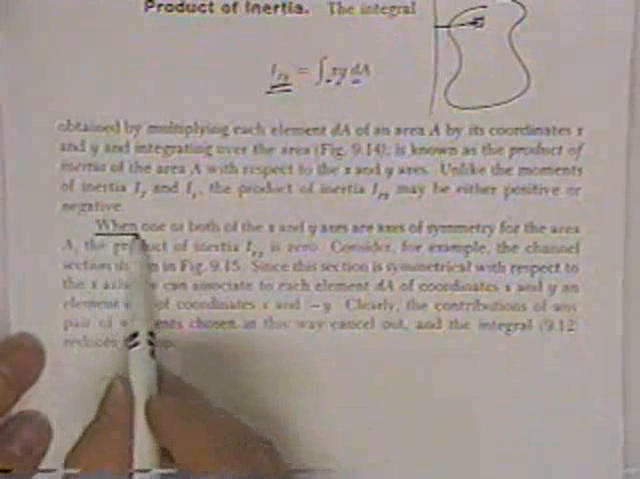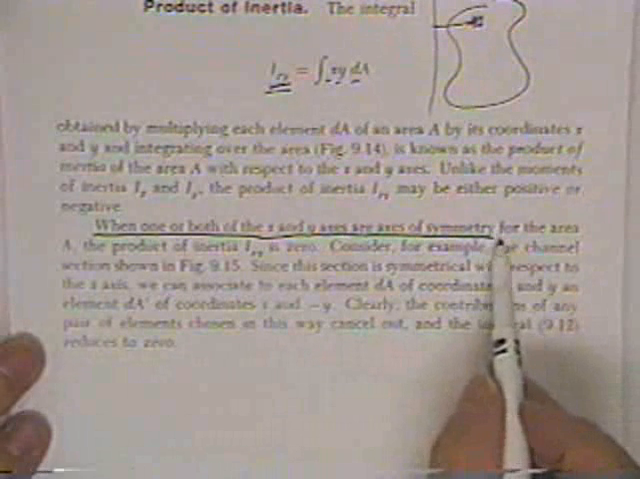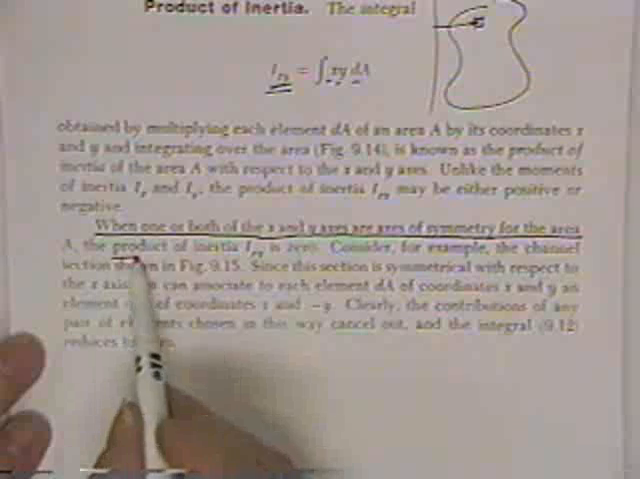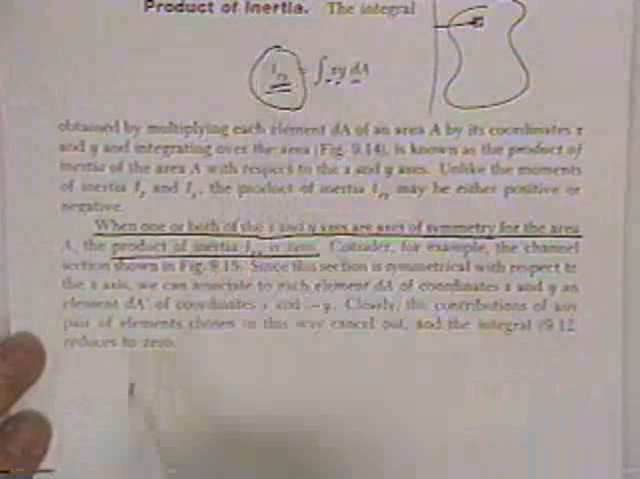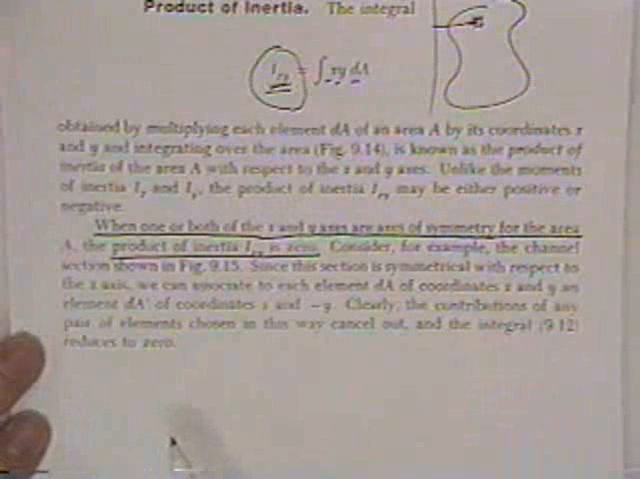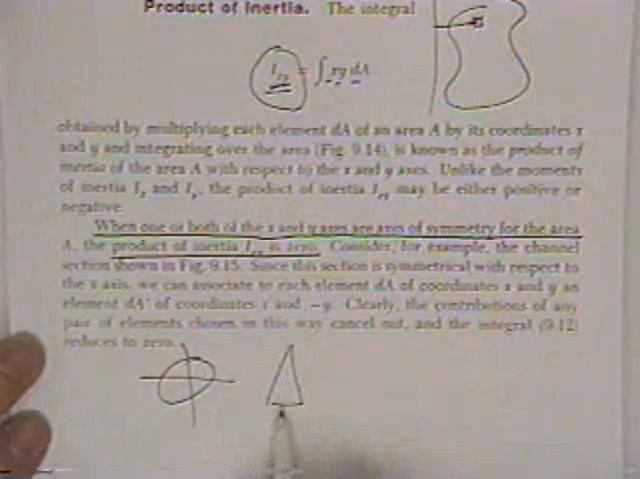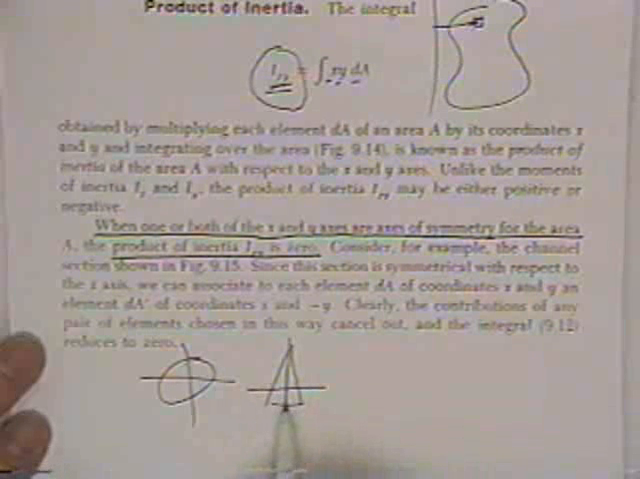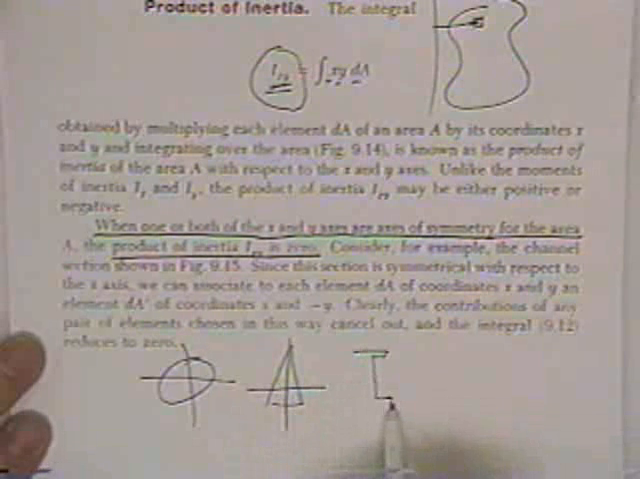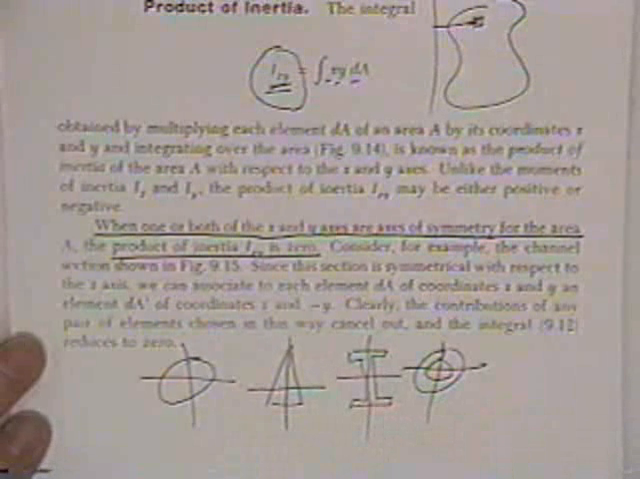So this is important. When one or both of the x or y axes are axes of symmetry, then the product is 0. What this term really measures is how far it is out of balance about both axes. So a circle, it's 0. A triangle, it's not symmetric, but it is symmetric, and therefore I sub xy is 0. A wide flange is symmetric and symmetric, so it's 0. Piece of pipe, symmetric, so I sub xy is 0.